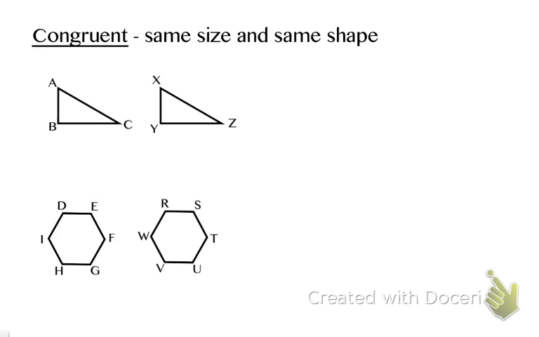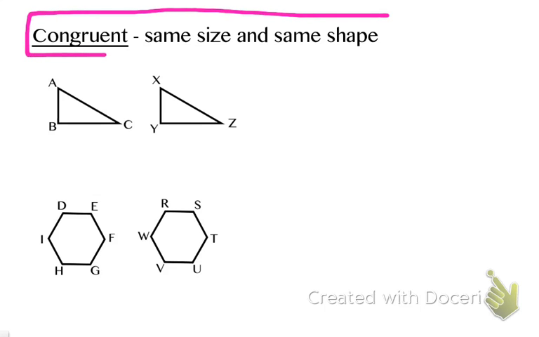Let's start off by writing the definition of congruent into our notebook. Congruent means that two figures are the same size and the same shape. Let's go ahead and sketch the two triangles that you see below, triangle ABC and triangle XYZ.